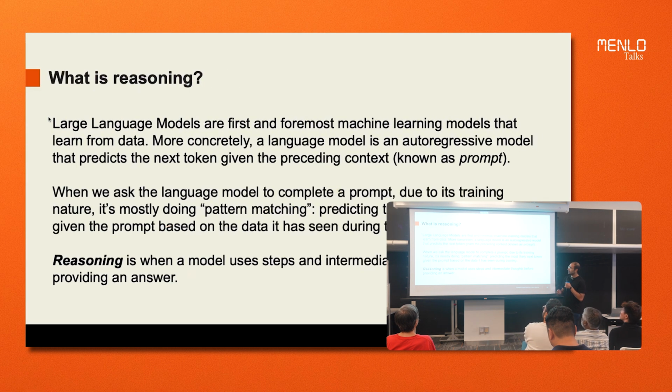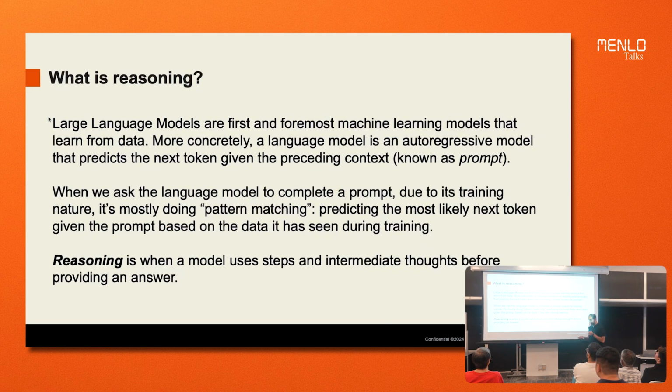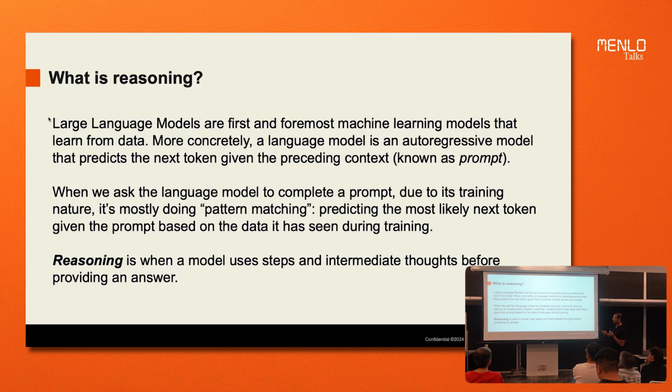Initially we had the large language models that were trained on a lot of data taken from the web to predict the next token. So language models are, first of all, machine learning models that just learn from data. And the way they learn from data is that they take some text and they try to predict what is the most likely next token based on the data they have seen during training.